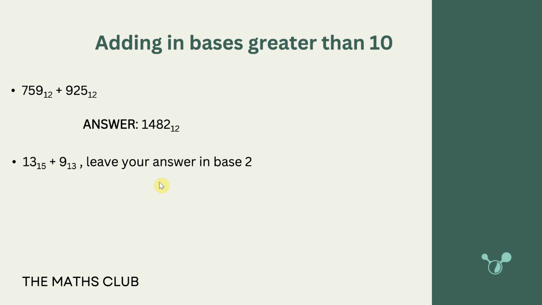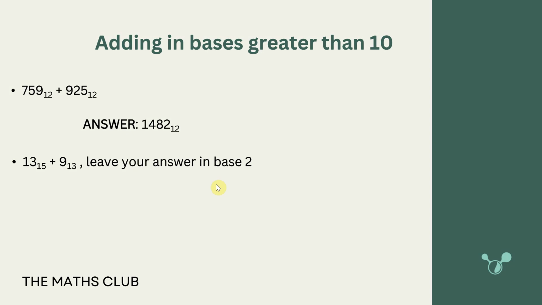Now let's look at this question. It says we have 13 in base 15 plus 9 in base 13. I want to leave the answer in base 2. When we have different bases, what are we going to do? Great. We are going to convert them to base 10. Convert this one to base 10, convert this one to base 10, then add in base 10, then I'll convert it to whatever base they want my answer to be in. If this is strange, you can also check the video that will pop up at the top right corner.